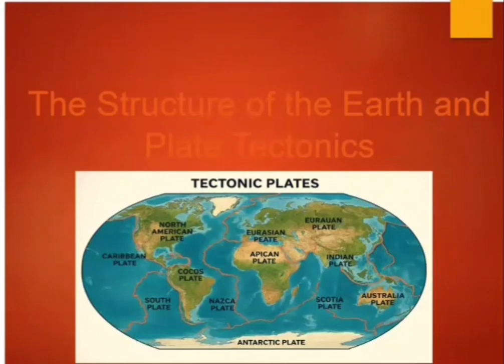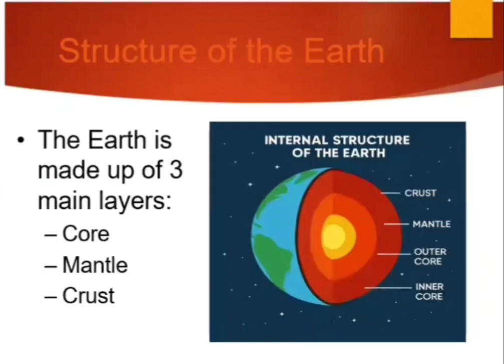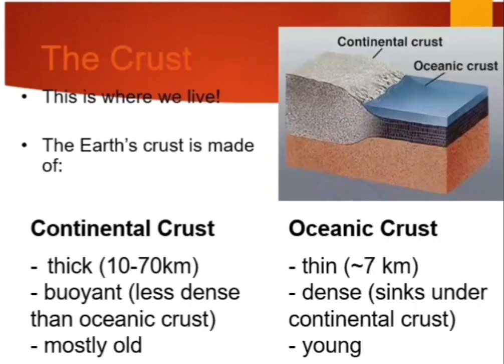This is the section on the internal structure of the Earth, normally done in fourth form. Now, the Earth comprises three distinct layers: the core, the mantle, and the crust. Right? Now, the crust of the Earth contains two sections: continental crust and oceanic crust. The crust is where we live.